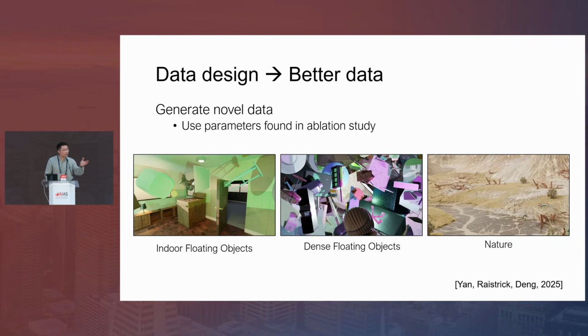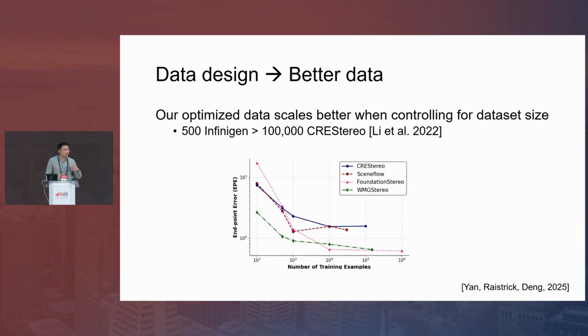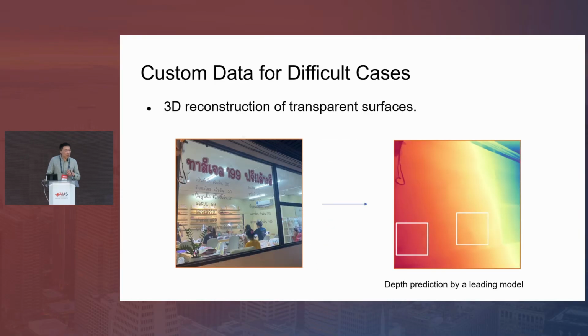So here, as an example, we generate some novel data using our ablation study for some 3D vision task. And it turns out that this data can actually be a lot better than existing ones, in particular in terms of their scaling behavior, meaning that if you control for the size of the data, it will result in better generalization performance of a trained model in the real world.